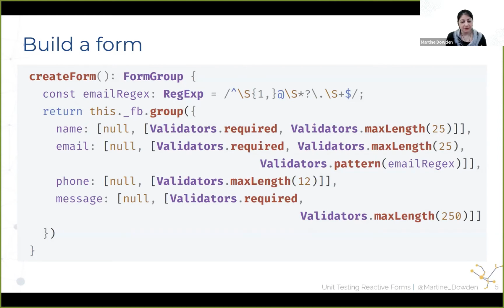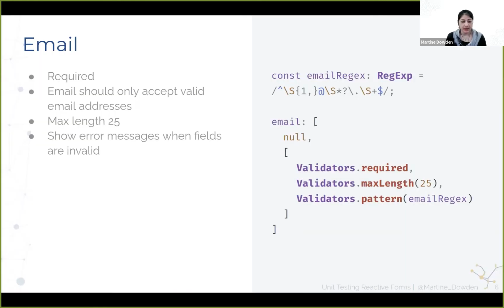Now I have to ask, does my form actually validate like it's supposed to, and does it actually do what it's supposed to? I'm going to look at email specifically, because email has the most going on. It's got a regex we definitely want to test, and it's got the same other two validators that the other fields have. Most of the tests we would write for email, we'd want to write for the other fields as well. So I'm going to focus mainly on this one because it's got the most going on.